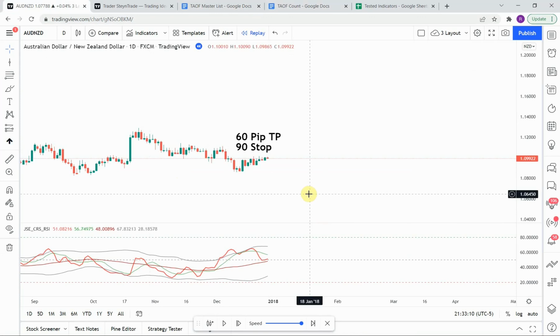Today we will be testing the JSE Comparative Relative Strength RSI Oscillator.